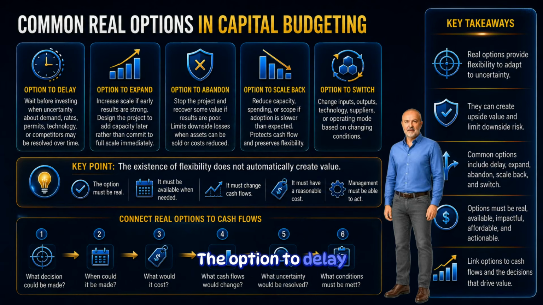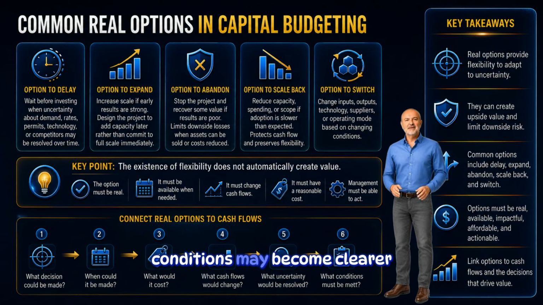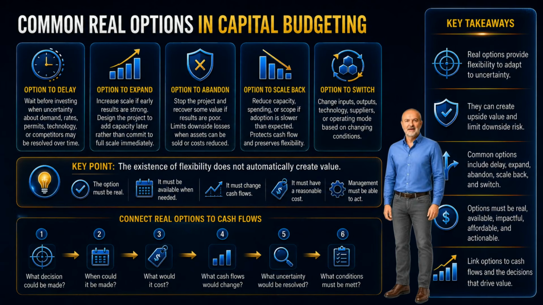The option to delay means the firm can wait before investing. This may be valuable when demand, interest rates, permits, technology, or competitive conditions may become clearer over time. The option to expand means the firm can increase scale if early results are strong. A company might design a project so it can add capacity later, rather than committing to full scale immediately.